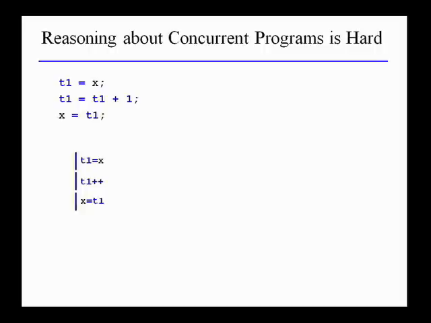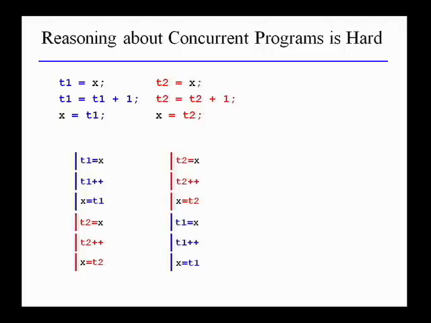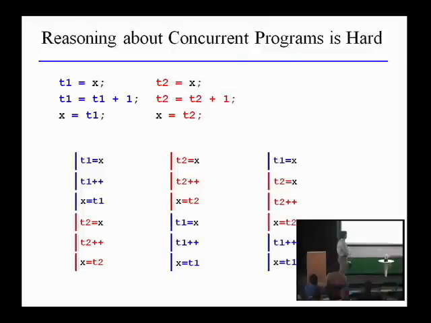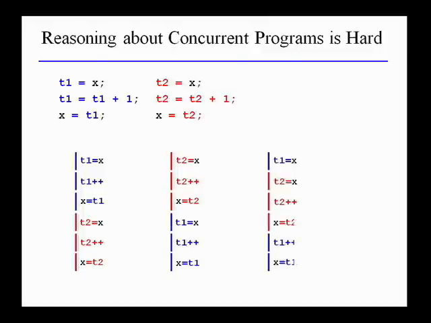So in one possible execution, or the only possible execution of this, we do the load, the increment, and the store. If we have another thread that does the same thing, using a different temporary but the same shared variable, then here's one possible ordering. There's another possible execution sequence. These are the two that we would like to have. But then, of course, there's all kinds of other execution sequences.